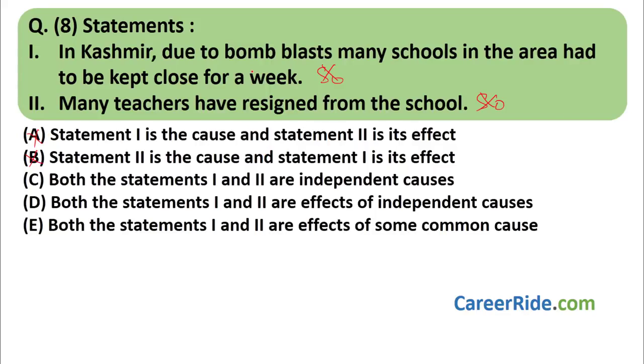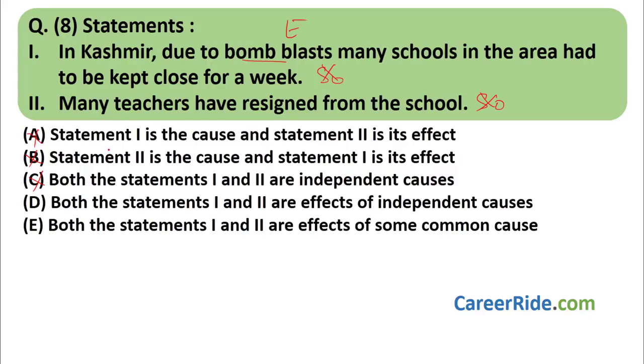Now over here, what is the first thing? Many teachers have resigned from the school. Now we don't know whether it is an effect or cause. Let's move on to the first sentence. In Kashmir, due to bomb blasts, many schools in the area had to be kept closed for a week. Now this cannot be a cause, because they have already given the cause, that is due to the bomb blast schools were closed for a week. So this becomes an effect. So option C is also not the answer, because option C wants both of them to be independent causes.